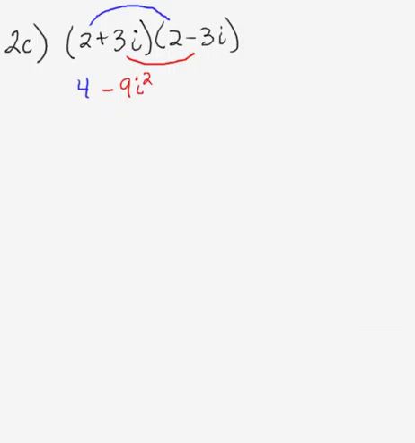The last gives us negative 9i squared. Remember that i squared is negative 1. Negative 1 times negative 9 is positive 9. And 4 plus 9 is 13.